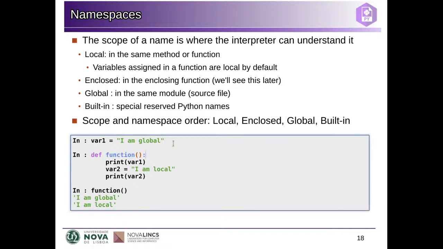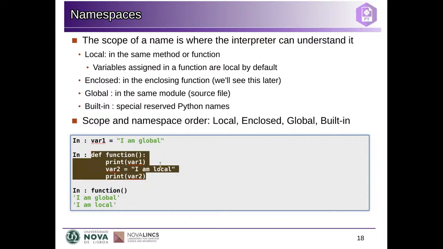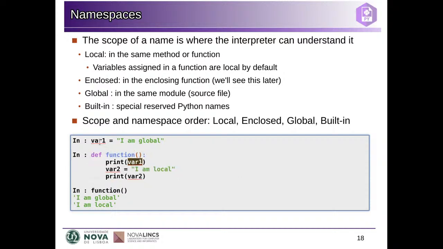So let's see an example here. We can define this variable var1, I am global, in our session in the console, and if we create this function, we can access this var1, because when we ask the function to print var1, it can print I am global, the value of that variable, because it did not find this variable inside the local space of the function, but it can go outside and look up the global namespace and find the variable there.